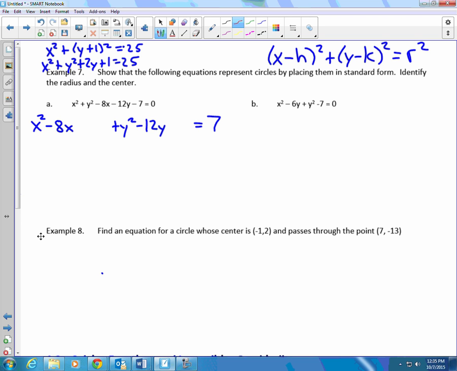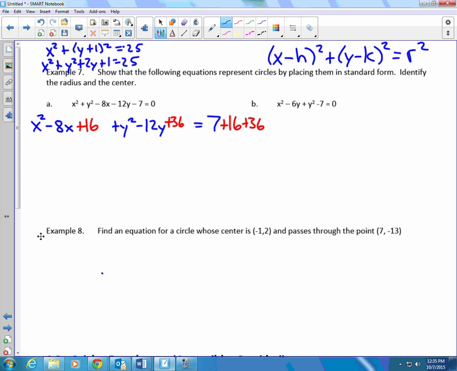What number would you add to the x's to complete the square? How do we complete the square? We take this number, we divide it by 2, and then we square it to get 16. If I add 16 to the left, add it to the right. I got y squared minus 12y, so what should I add there? 36, so add it to the other side as well. Any questions how I came up with those two numbers? Yes.